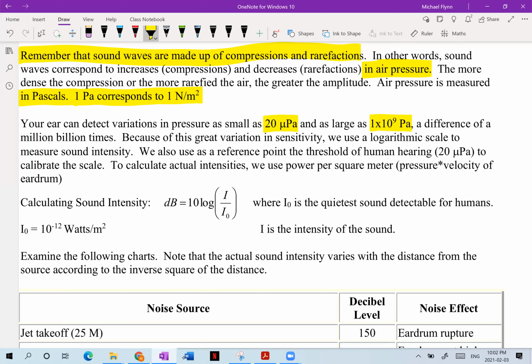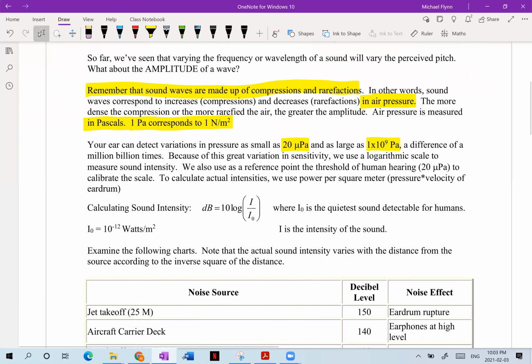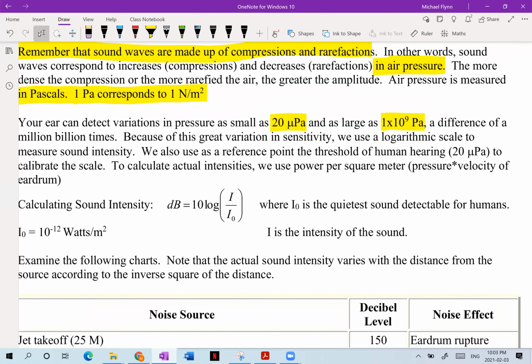Now, at some point, the pressure could get so high in your ear that it could perforate your eardrum, which would be a horrible thing, but that's sound that's way too loud. So 1,000,000 billion times, that's how much variation in intensity you can sort of hear with your ear. Now, here's the deal though. Whenever we have this huge range in numbers, we like to use what we call a logarithmic scale.